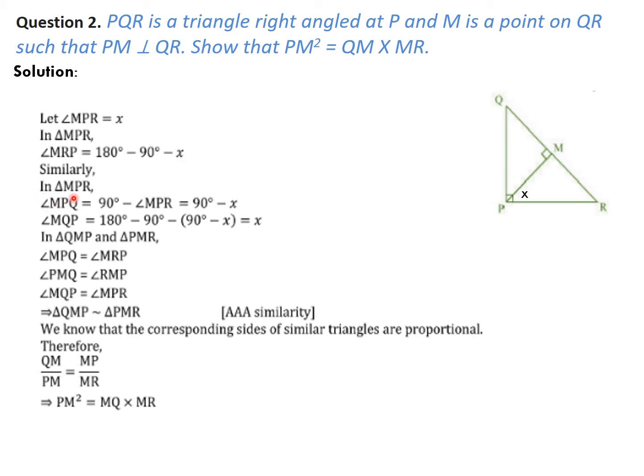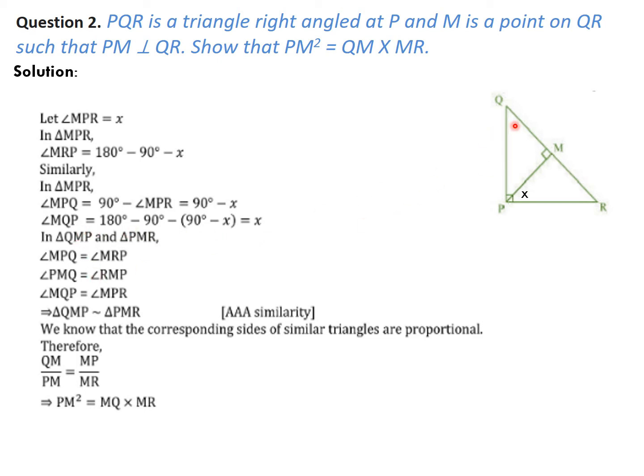Similarly, in triangle MPR, we can say that angle MPQ, this particular angle, is equal to... Now we know that angle P is 90 degrees. If angle P is 90 and this angle is x, obviously angle MPQ is 90 minus x. So from here we can also say that this is 90 degrees, this is 90 minus x. So we can find out this angle using the angle sum property. So angle MQP will be equal to 180 minus 90 minus (90 minus x). So ultimately we'll get the value as x.